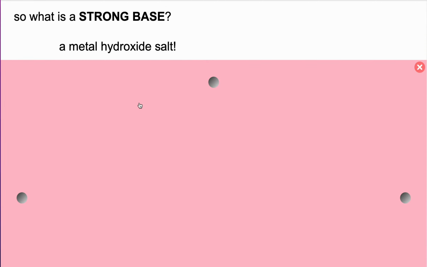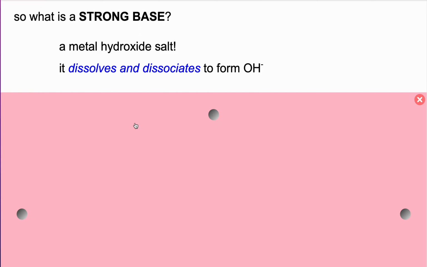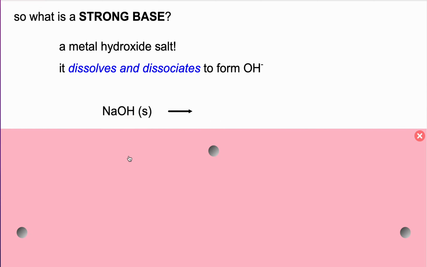So what's a strong base? The most common strong bases are metal hydroxide salts, okay? Because a metal hydroxide salt dissolves and dissociates to form the hydroxide anion. And as we said before, sodium hydroxide dissolves in water to form the sodium cation and the hydroxide anion. So that would be considered a strong base.